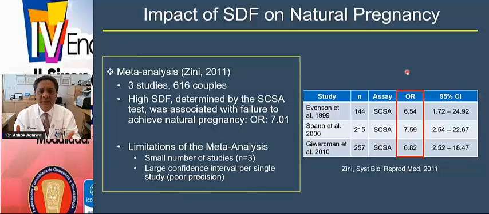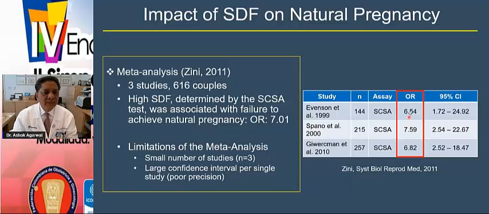This is a meta-analysis to see the impact of sperm DNA fragmentation on natural pregnancy. A meta-analysis is like a super analysis of a large number of studies. It has over 600 couples who have high sperm DNA fragmentation, measured by SCSA, and associated with failure to achieve natural pregnancy. So the odds ratio is very high, 7.01.